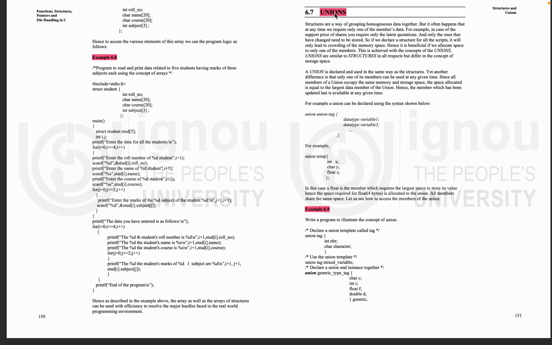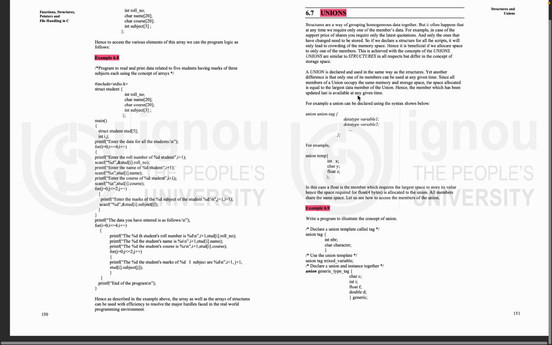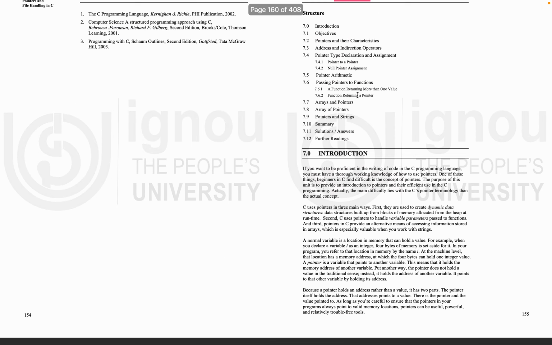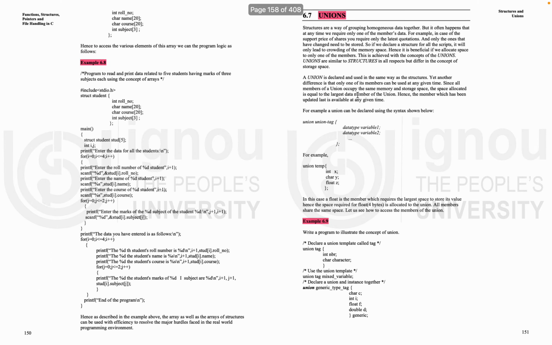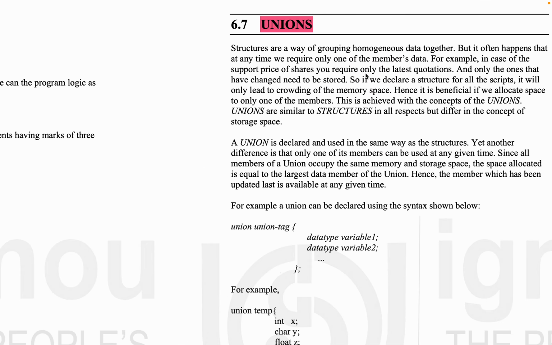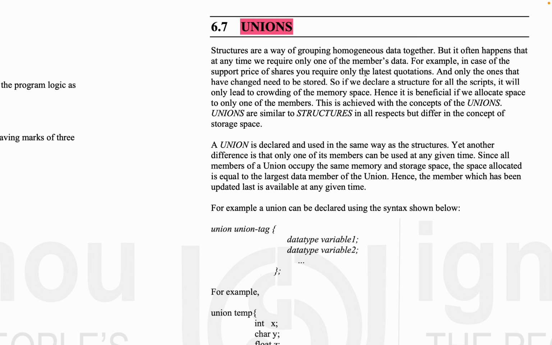Unions. Structures are a way of grouping data together, but it often happens that at any time we require only one member of the data. For example, in the case of the price of a share, you require only the latest quotation.